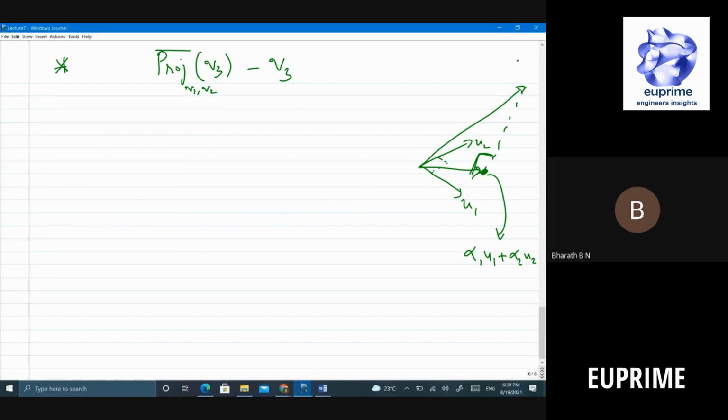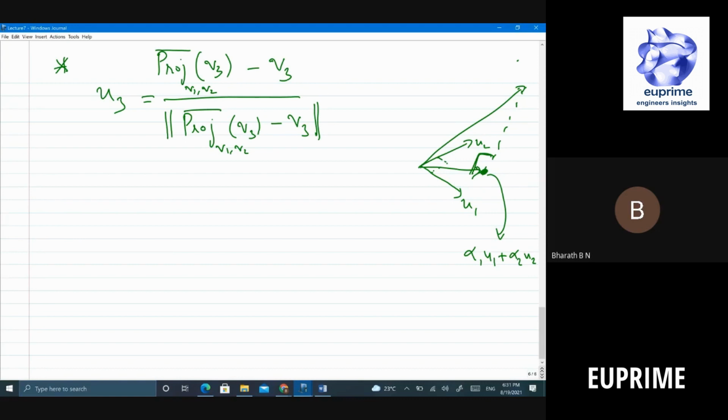Orthogonal. And what should I do? I should take the difference of v3 and its projection, and normalize, to get u3, right? Now what do we do? You project v4 onto v1, v2, v3, subtract from v4, divide by the norm. I get u4. Keep on doing that. Okay? Is that fine?